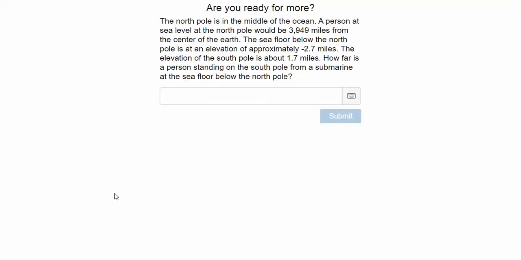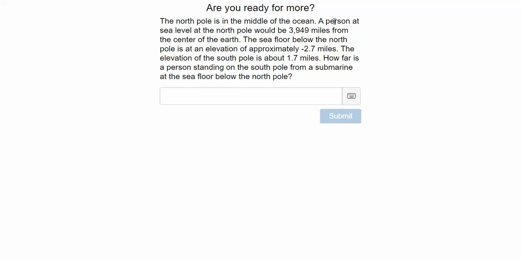Okay, now with this question, this is kind of an extension, right? A person at sea level at the North Pole would be 3,949 miles from the center of the Earth. The sea floor below the North Pole is at an elevation of approximately -2.7 miles. The elevation of the South Pole is about 1.7 miles. How far is a person standing on the South Pole from a submarine at the sea floor below the North Pole? So this is a little bit tricky here, right?